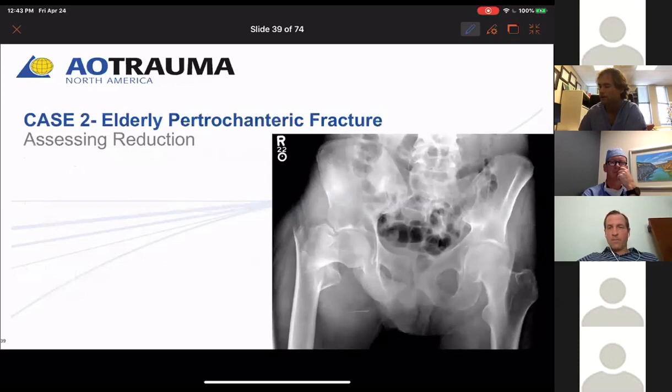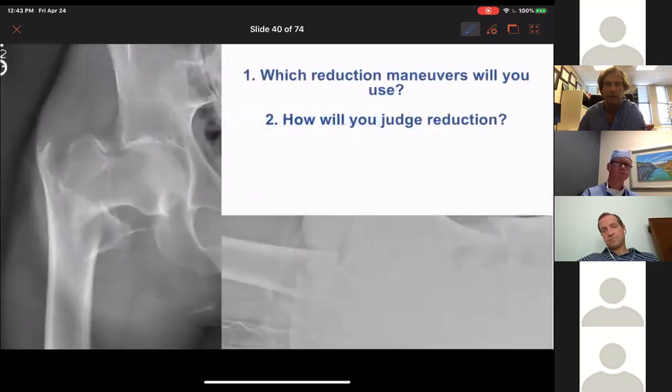All right, let's get a little harder. So this is another one that looks quite similar to me to the one that we just did. I want those of you participating to think a little bit about your reduction maneuvers. You've heard from the faculty that their standard reduction is typically longitudinal traction and some form of internal rotation. When I was at Harborview, Henley used to always say these reduce better in external rotation than internal rotation. Does he ever tell you that, Sean?